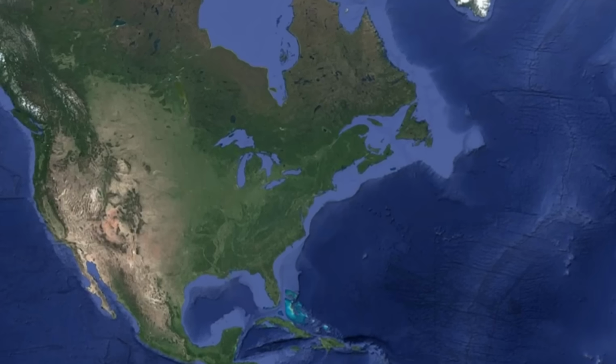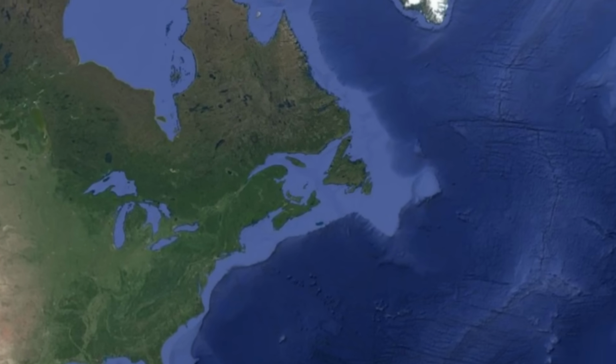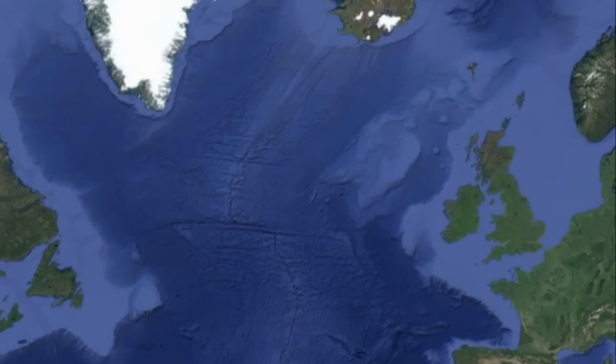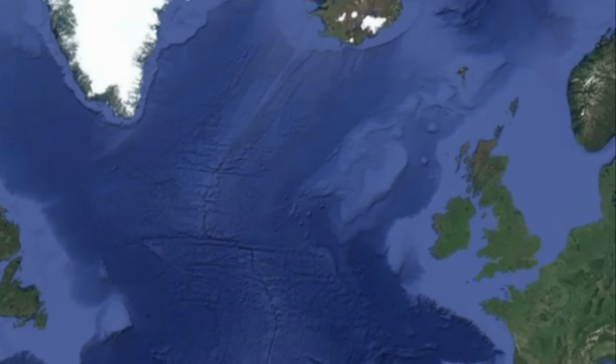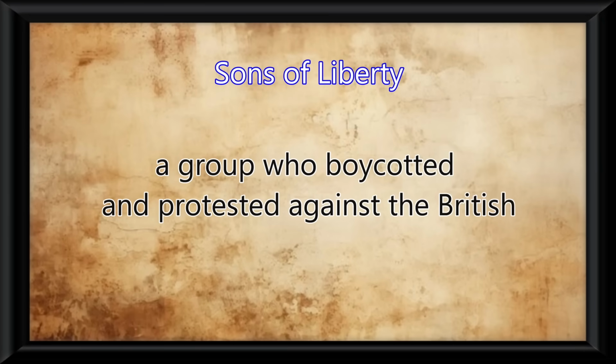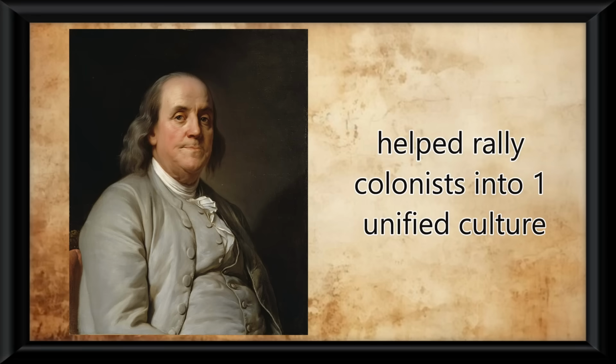The fact is, the American colonies were subject to British laws, including taxes, but had no representatives in the British Parliament to voice their interests or concerns. The British argued that they did have a voice by proxy, but the colonists denied it. The Sons of Liberty was a group who boycotted and protested against the British. The Stamp Act Congress convened, where representatives from several colonies met to formally protest the Stamp Act. Also of note were the efforts of people like Ben Franklin, who helped rally colonists into one united culture.